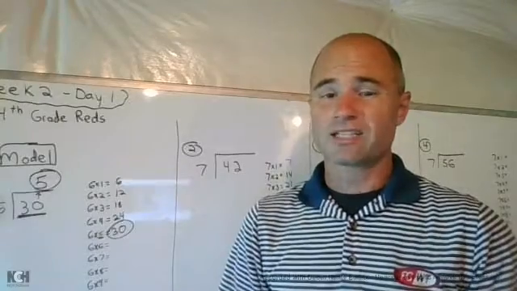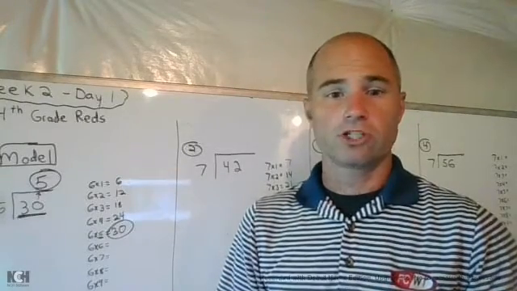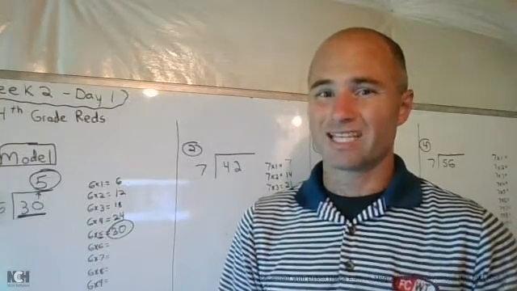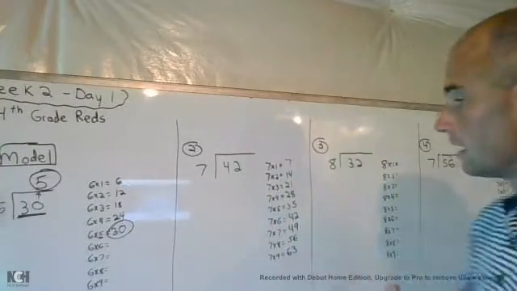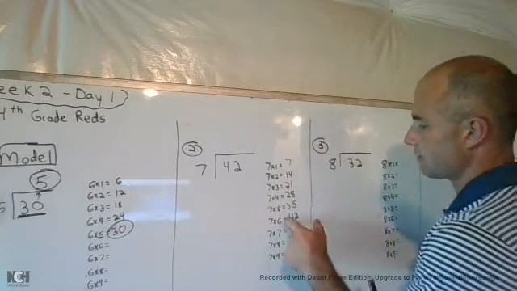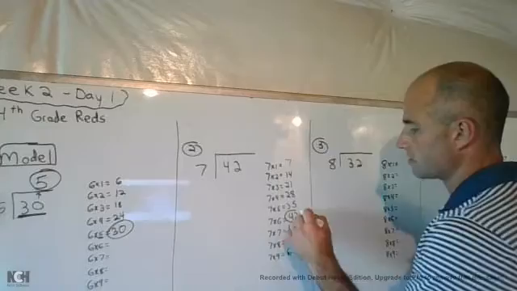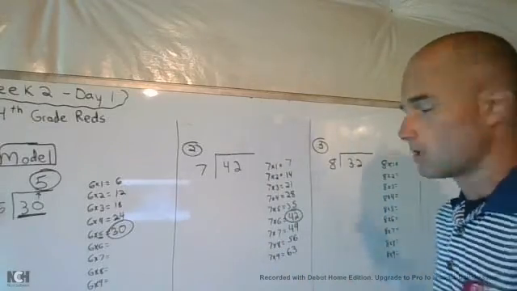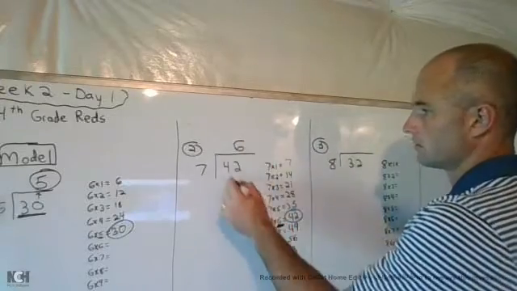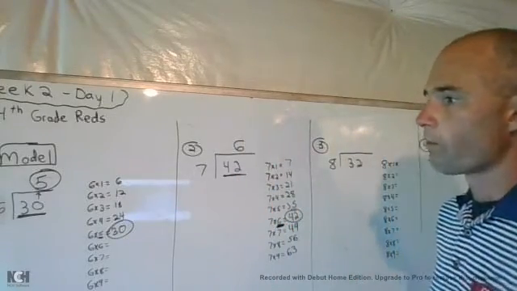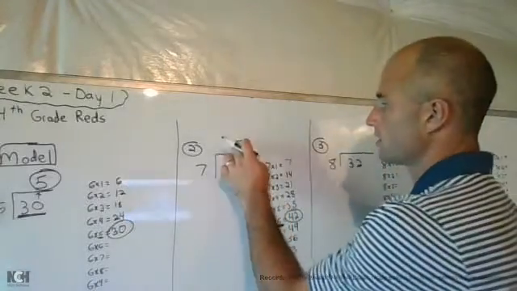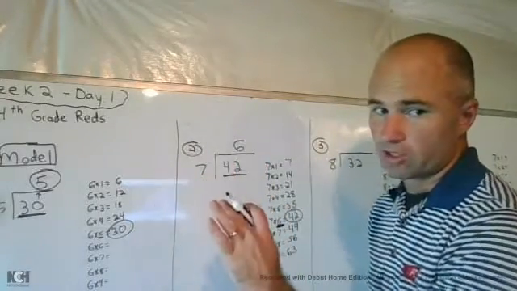So when you did your 7 times tables and you wrote out your facts, what did you notice? Did you notice that 7 goes into 42 exactly? Well, I did. When writing my 7 times tables, I noticed 7 times 6 goes exactly into 42. So therefore, my answer is 6. Now, the correct way to check this, which I didn't do in the last problem, I'm going to show you here.